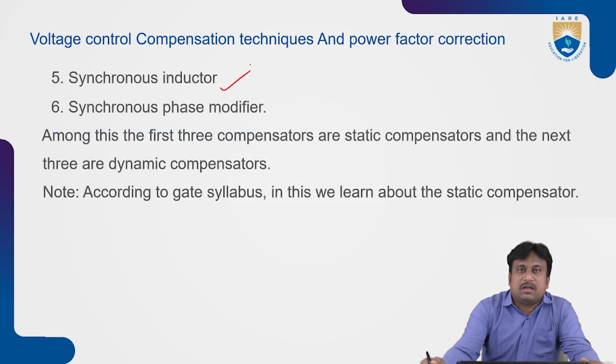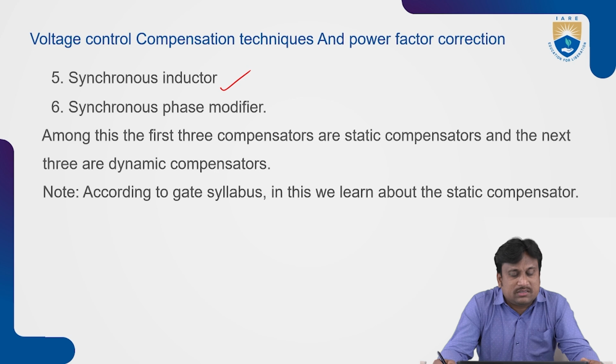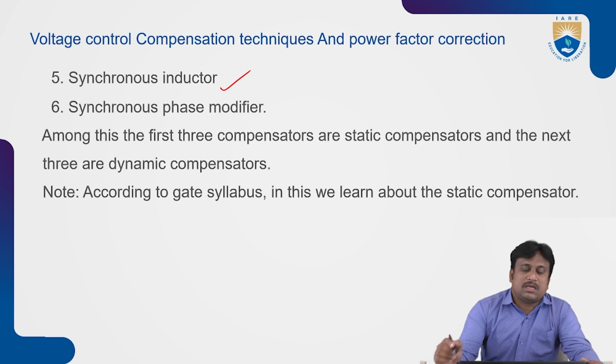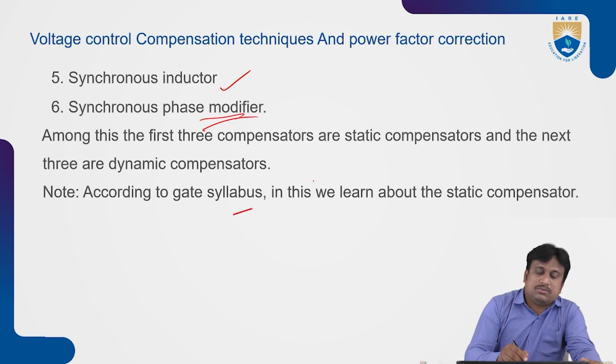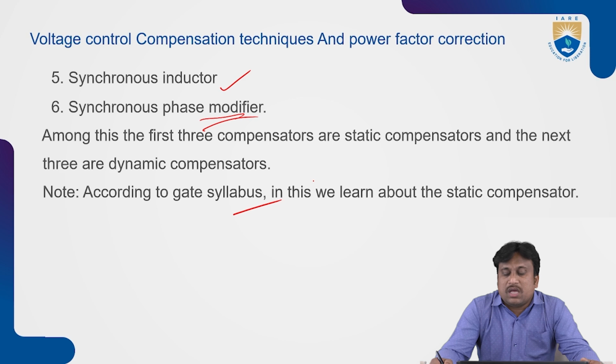One of the other existing devices is the synchronous inductor, the synchronous phase modifier. These are also known as phase advancers. Among these, the first three compensators are static equipment, and the next three are dynamic compensators. Here we should remember that we are mostly concentrating on static compensating devices. They give suitable voltage compensation.